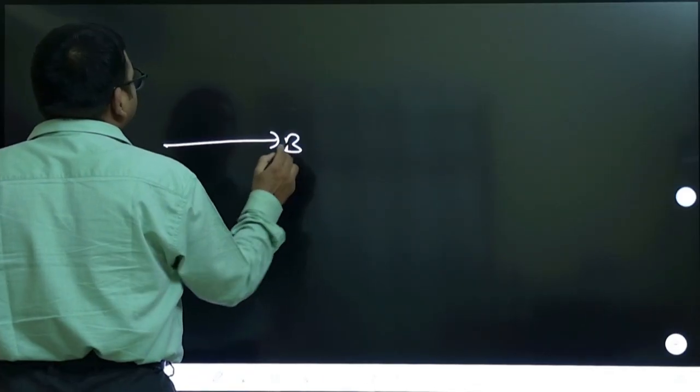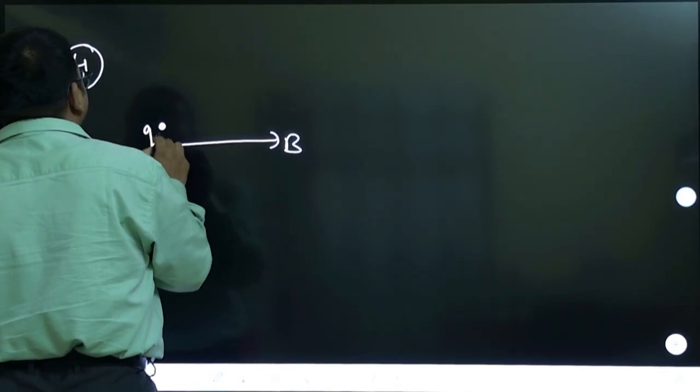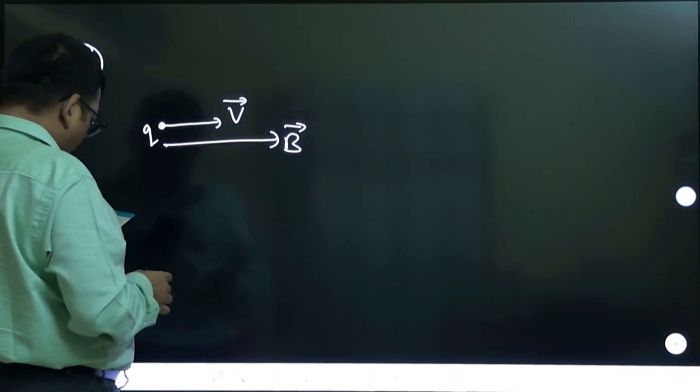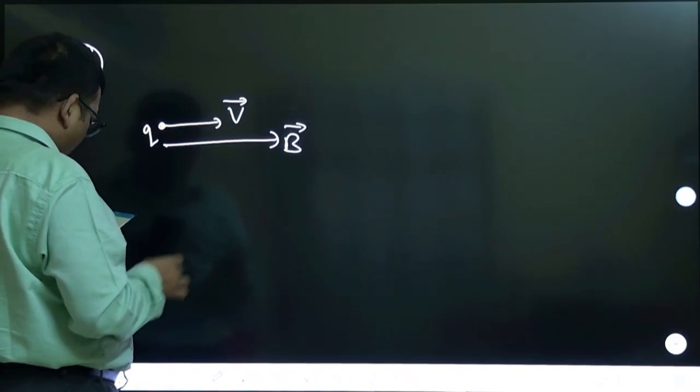Question number 4. A positively charged particle enters a region with a magnetic field parallel to its direction of motion. So a positive charge enters a region with magnetic field. Suppose the magnetic field is this way and the charged particle also has velocity parallel. So velocity and magnetic field are in the same direction, right? Then what will be the subsequent motion trajectory?